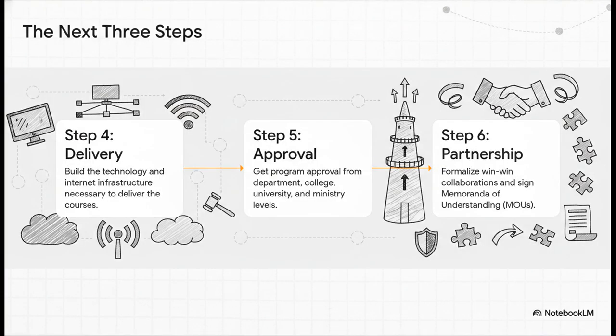First, in step 4, you build out that delivery system, the whole tech infrastructure. Then comes step 5, which, let's be honest, can be tough, getting the green light from every single level of administration. But with that done, you move to step 6, where you lock in those partnerships and make sure it's a win-win for everyone involved.